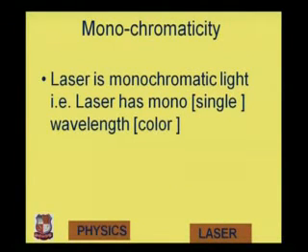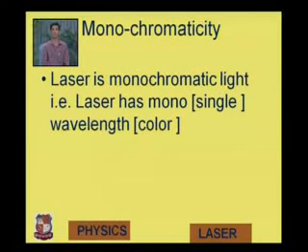The first characteristic is monochromaticity. The laser is a monochromatic light, that is, the laser has a single wavelength. Whenever there is an emission of the laser, it emits only a single color or single wavelength, and it has a definite wavelength. Your white light from the sun has 7 colors, that is, 7 different wavelengths. But a laser will have only a single wavelength, that is, only a single color, and that's why your laser is a highly monochromatic light.